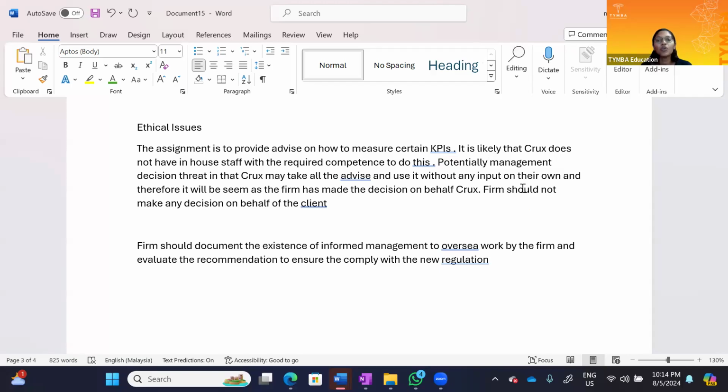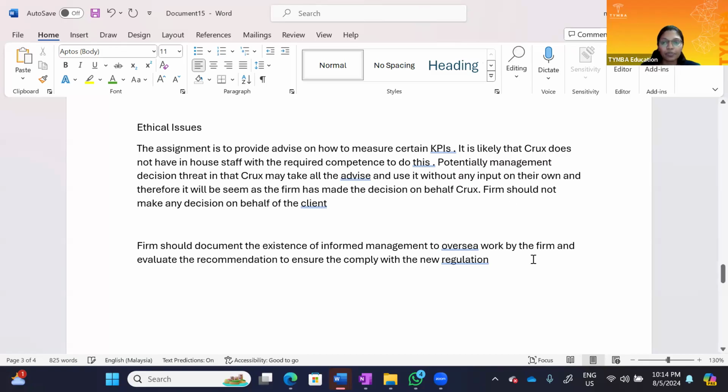Yeah. So what we're going to do as a safeguard is we want to document the existence of informed management. Which means I ask them to sign and say that you are aware that I am only advising. I am not doing the management decision. You are going to make the decision. I am only going to tell you, if you do this, this will happen. If you do that, that will happen. I am not the boss. Okay, so I want to tell that, and that will be my safeguard.